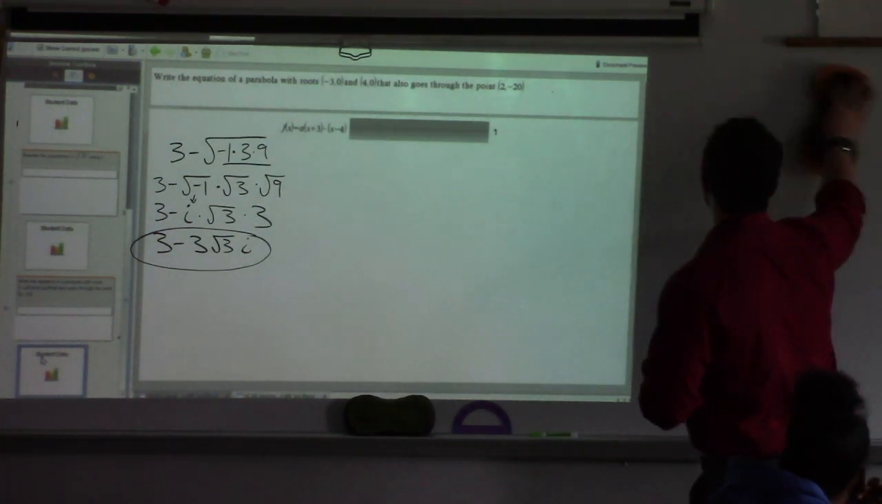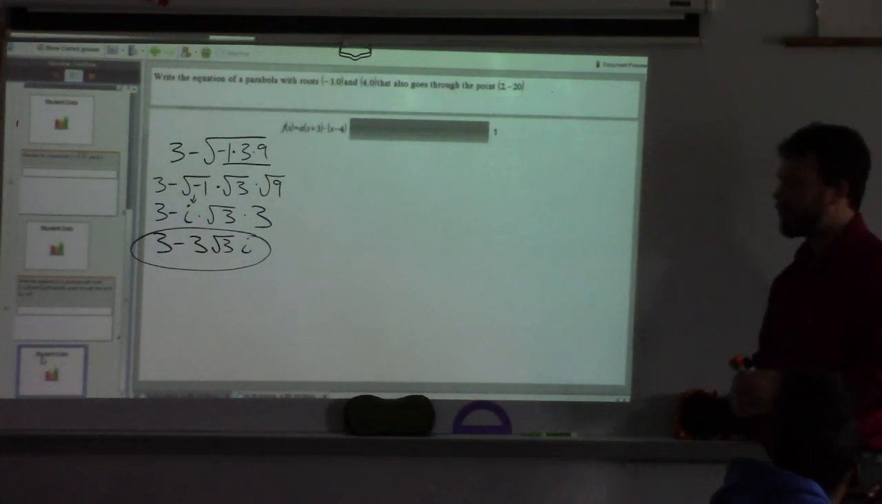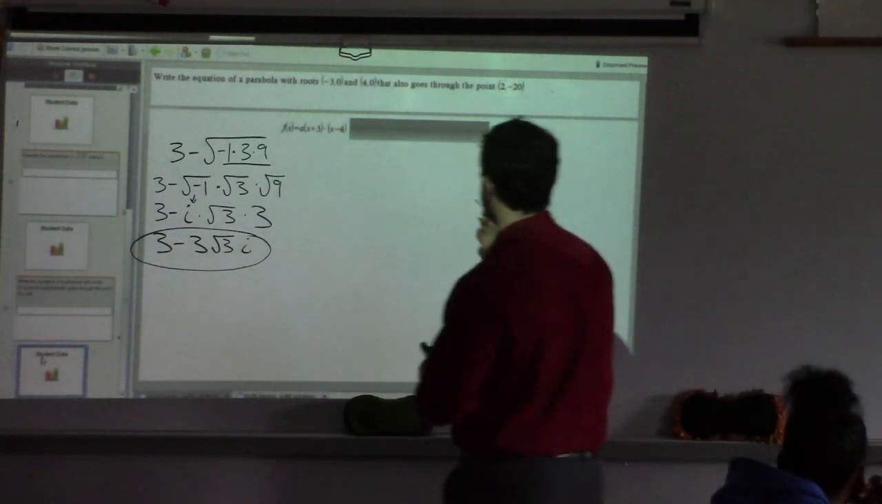Here's my point though. You've got to know the forms and you've got to know which features go with those forms. As soon as I see roots, I'm thinking about which form again? Factor.